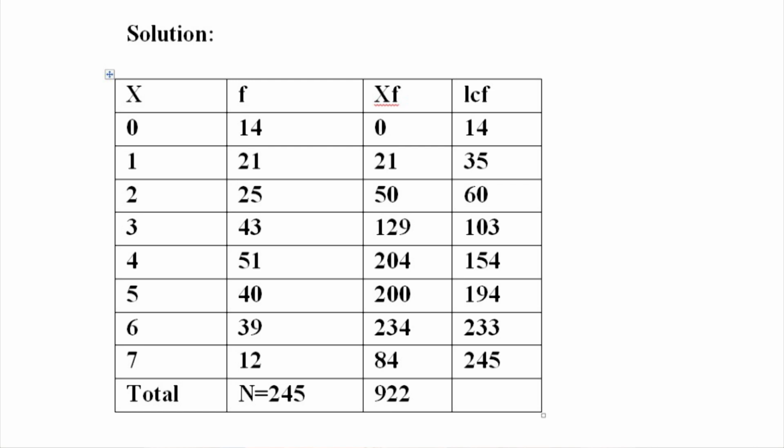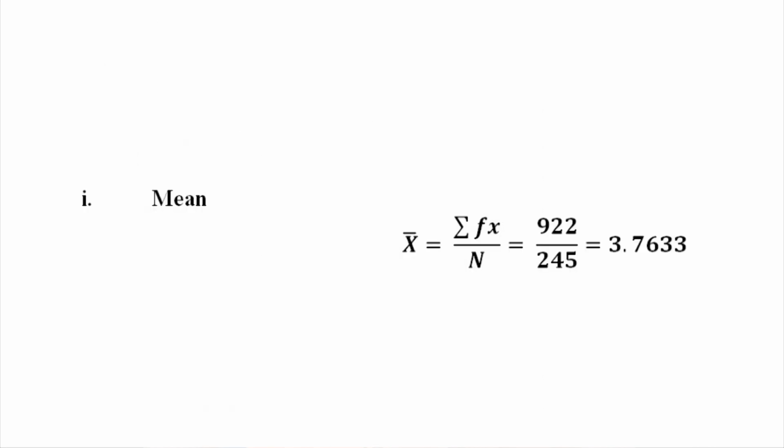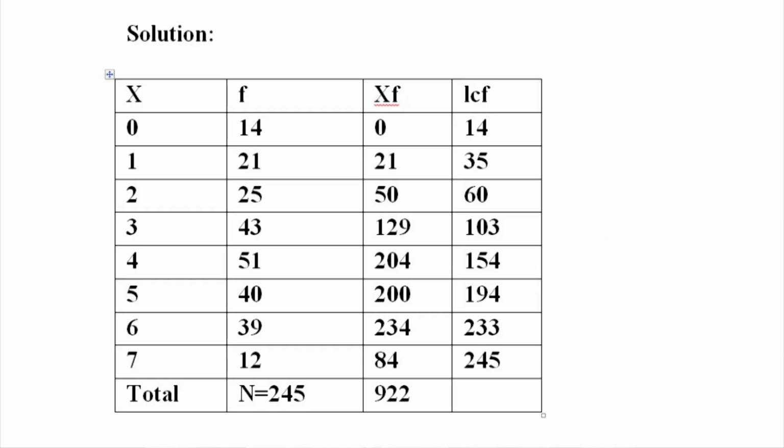As it is a discrete frequency distribution, the mean is computed using the formula x bar is equal to summation fx divided by n. So, in the third column, we shall compute fx. The values of fx are 0, 21, 50, 129, 204, 200, 234, 84. By adding all the fx values, we get the sum as 922.